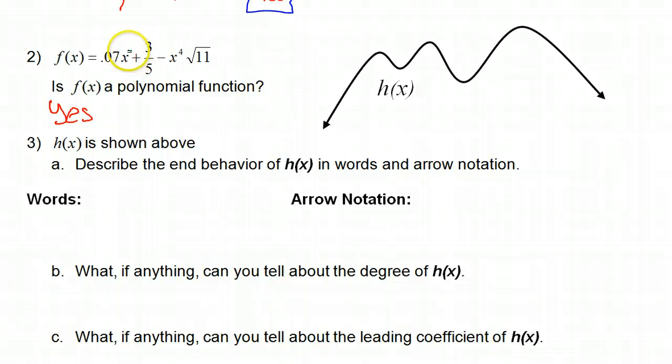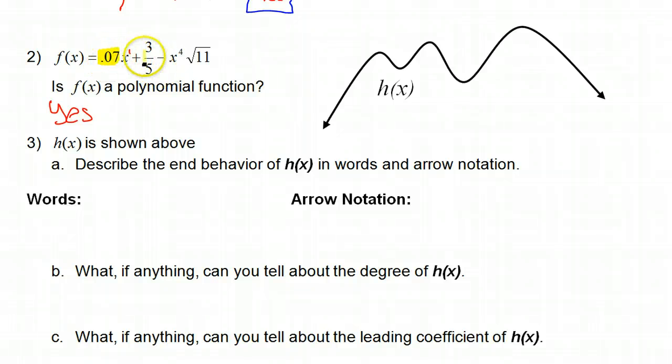The exponents, this is like x to the 1 power, this is the 4th power. The exponents are fine. You're not allowed to have negative exponents. You can't have fractional exponents. But the coefficients, like 0.07 is a coefficient, are allowed to be any real number. So as long as it's not imaginary, it can be as ugly as it wants to be.